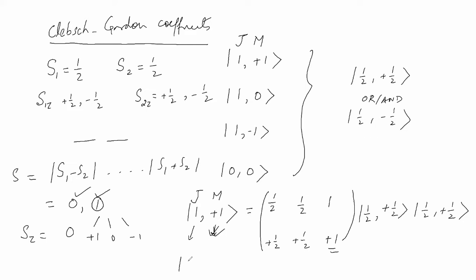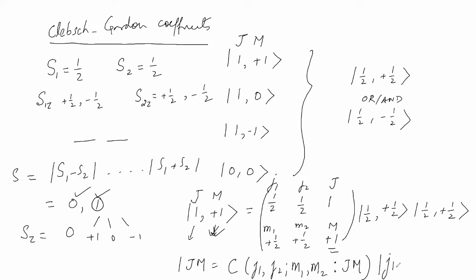And this we then write as, see, this is my J1, M1, J2, M2, J, M. The Clebsch-Gordan coefficient, J1, J2, M1, M2, J, M. Or equivalently, what I had told you yesterday, J1, M1, J2, M2 is equal to the Clebsch-Gordan coefficient times the state J, M. And this C by choice is a real number.